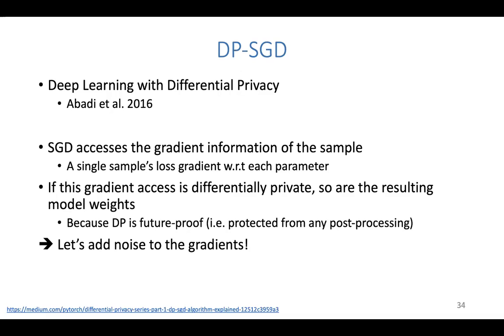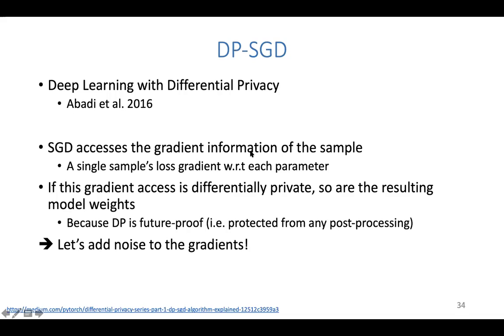So making queries to the data set is the same as the SGD algorithm accessing the gradient information of the sample, because a gradient contains something about the sample. If the gradient is large, that means the sample has a higher impact on the loss. And if the gradient is small, then that sample has a small impact on minimizing the loss. So gradient information is directly related to the privacy of a single sample. So when you are updating your model parameters by accessing the gradient information, that is where privacy can potentially be leaked.